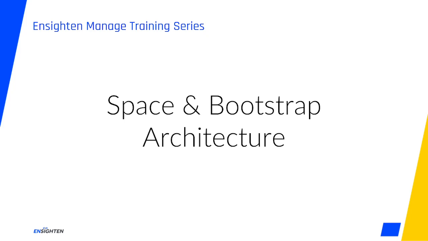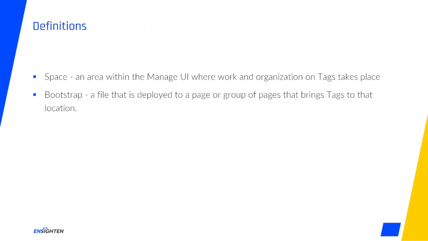In this video for the Ensighten Managed training series, we'll be covering strategies for building your space and Bootstrap architecture. There are quite a few options when it comes to deciding how to set up these two similar but separate items, so let's get started with clearly defining them. A space is an area within the Manage UI where work and organization on tags takes place. A Bootstrap is a file that is deployed to a page or a group of pages that brings tags to that location.